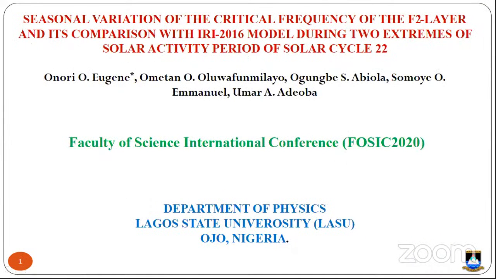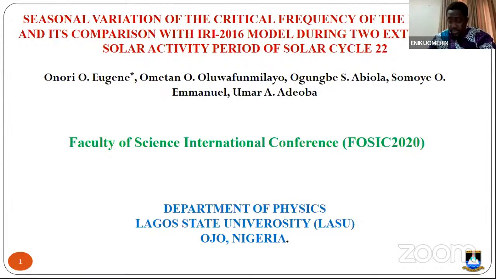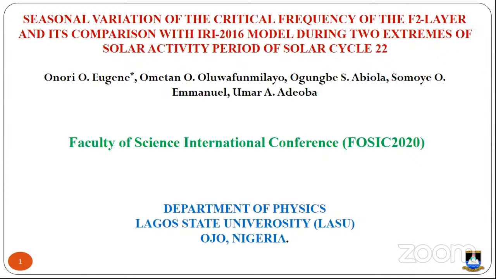Good morning. My name is Honori Eugene. I'm presenting on behalf of the other co-authors. The title of my presentation is Seasonal Variation of the Critical Frequency of the F2 layer and its comparison with IRI 2016 model during two extremes of solar activity period of solar cycle 22.